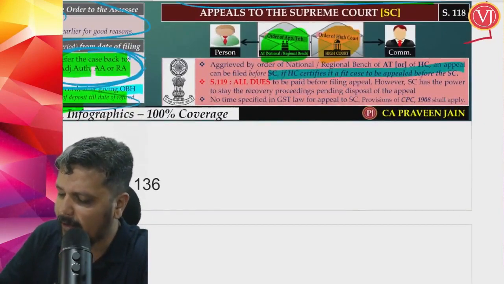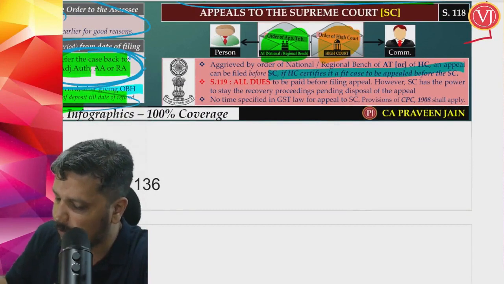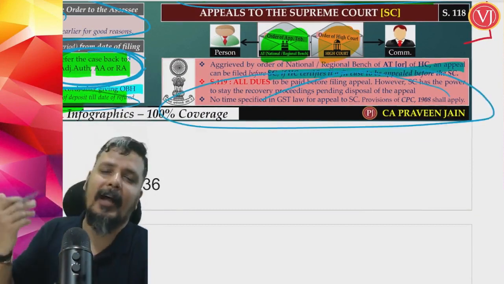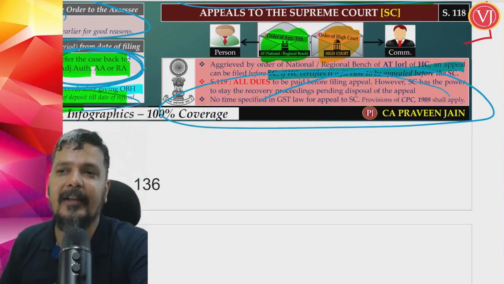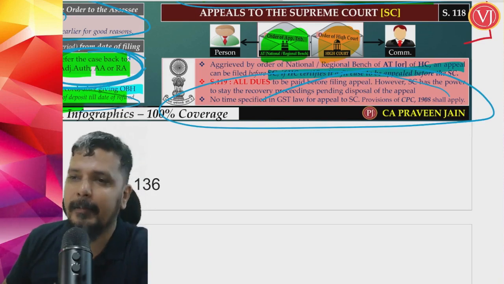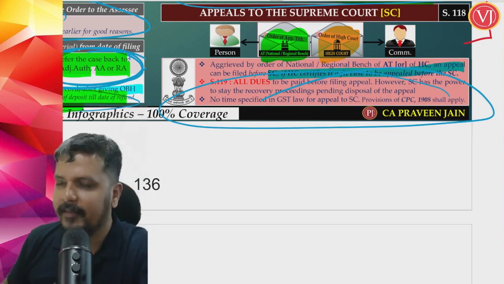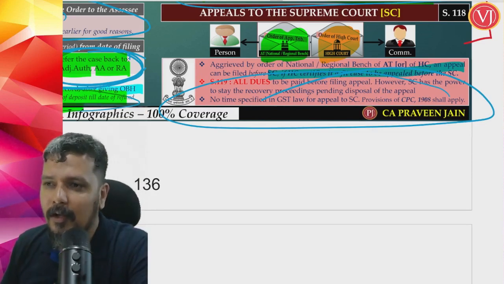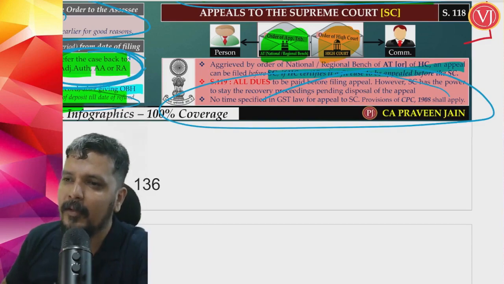And by default, we have already discussed all these points: when you talk about your High Court and Supreme Court, there is full pre-deposit that you have to pay, but you can ask for waiver of pre-deposit. And if you are asking for waiver of pre-deposit, make sure that you also ask for a stay application. CPC will apply. So, those are all the same provisions. There is no specific time limit given here. It will be decided by Supreme Court rules when you're talking about appeals to the Supreme Court.